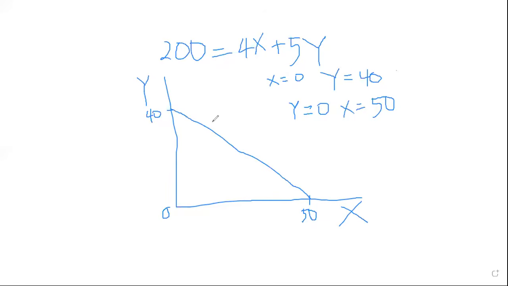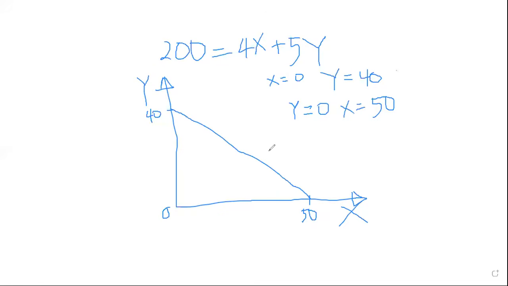Every combination on this line completely exhausts the income of the consumer. That is what the consumer can do. Every point on it completely exhausts the income of the consumer. Okay, so that's the budget line and how you can derive it.